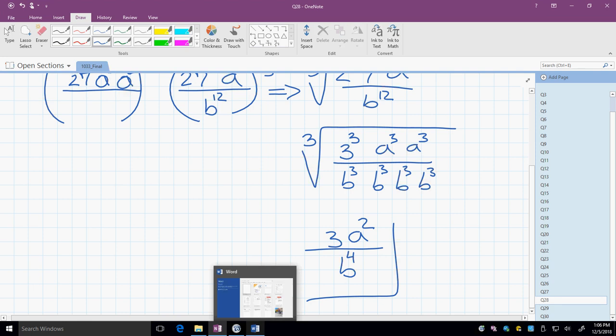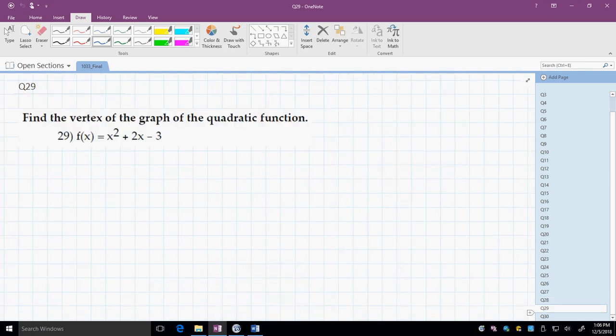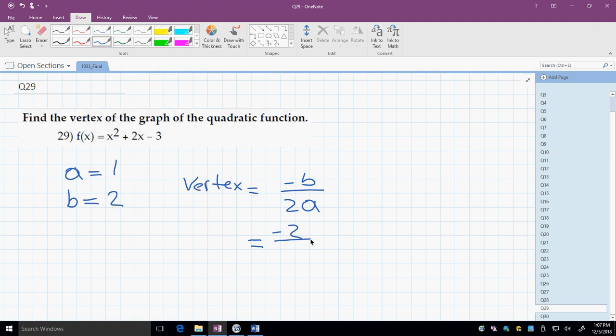29. The vertex. To find the vertex, we have to figure out what a and b are. So a is 1 and b is 2. And the formula for the vertex, we did this already, is negative b over 2a. The only thing that you need to do is substitute the numbers. Negative 2 over 2 times 1. That is negative 2 over 2, which equals negative 1.